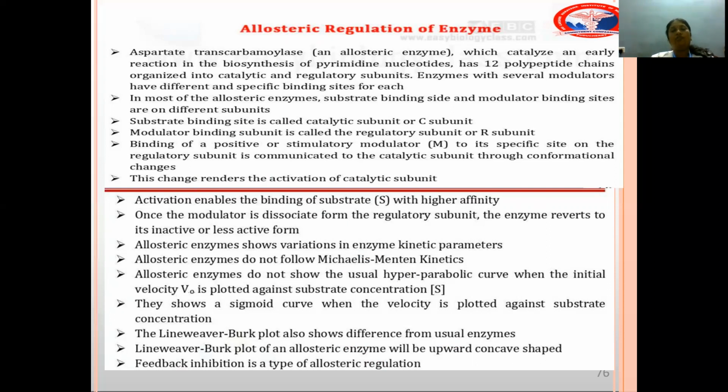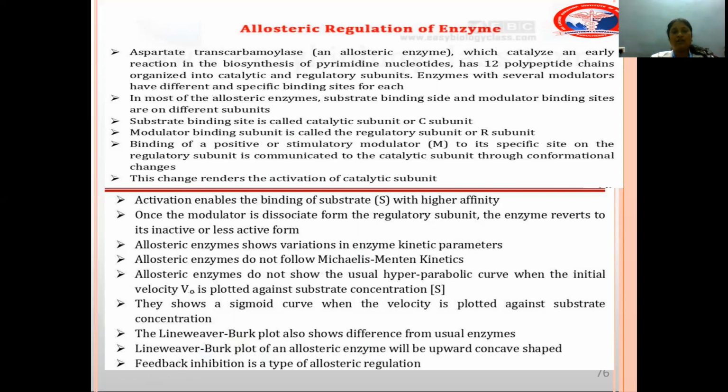So the binding of a positive or stimulatory modulator to a specific site on the regulatory subunit will be communicated to the catalytic subunit by way of a conformational change in the enzyme structure. So this will help in activation of the catalytic subunit. Activation will enable the binding of substrate with higher affinity.